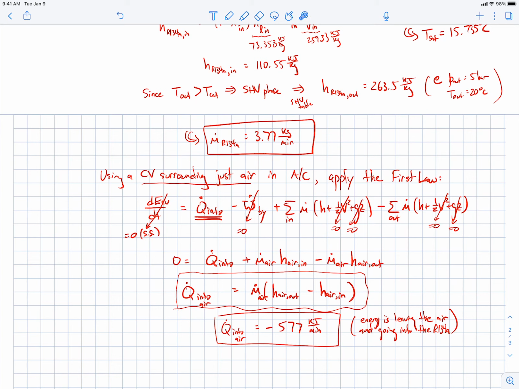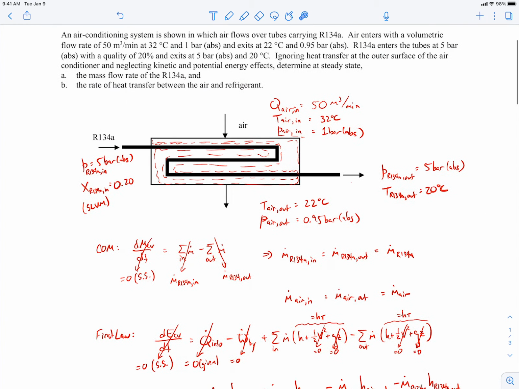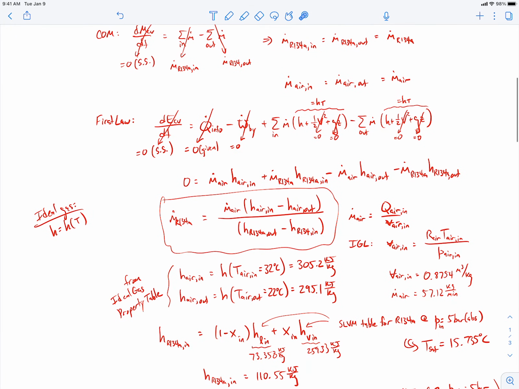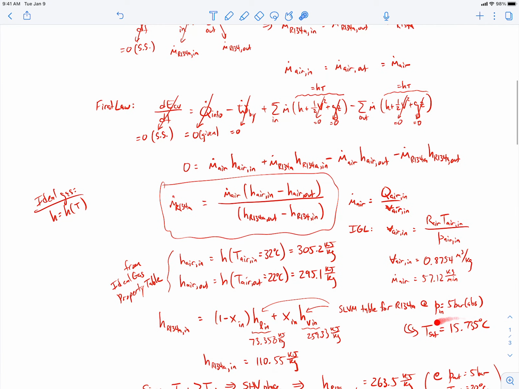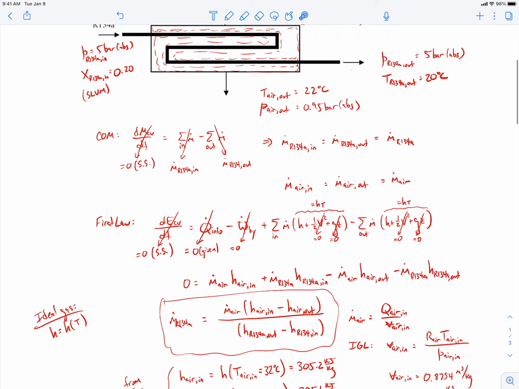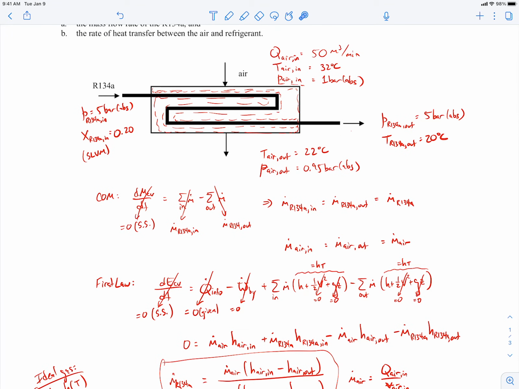You're trying to condition the air, you're trying to cool the air off, so you want energy to leave the air. So what you do is you bring in a refrigerant that's at a temperature that's much smaller than the air. You can see this up here, that air temperature coming in is 32 degrees C. The temperature of the refrigerant coming in was at its saturation temperature of 15 degrees C. And so there's going to be heat transfer from the air into the refrigerant. So the energy is going to leave the air and go into the refrigerant. So that will cool down the air.